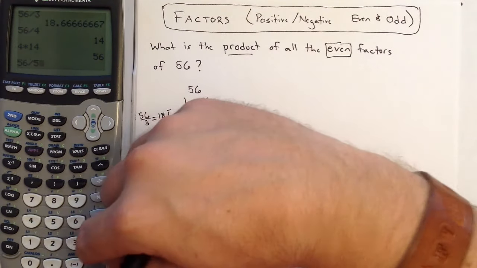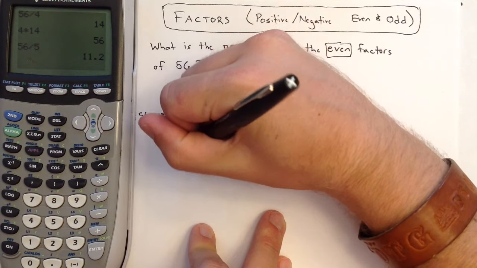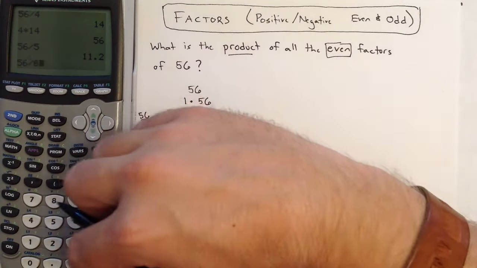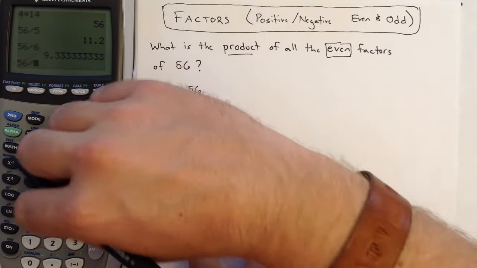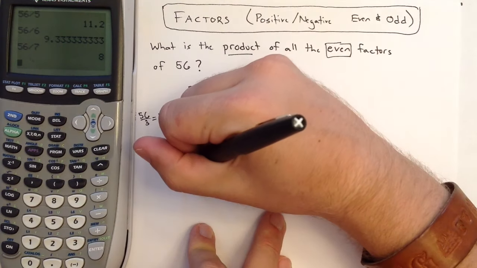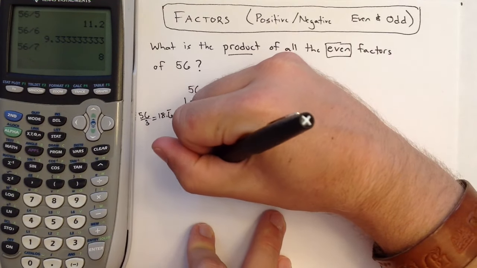Let's try 56 divided by 5. That doesn't work. 56 divided by 6. That doesn't work. 56 divided by 7. That seems to work. We get 7 times 8. The next number I'm supposed to check is 8. But if you look at our list, 8 is already on our list.